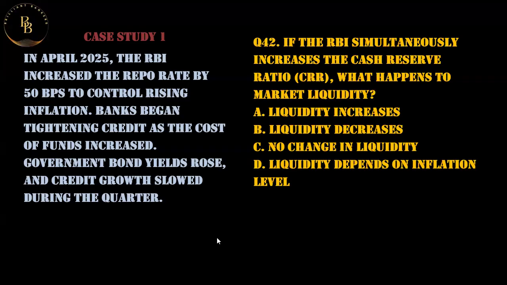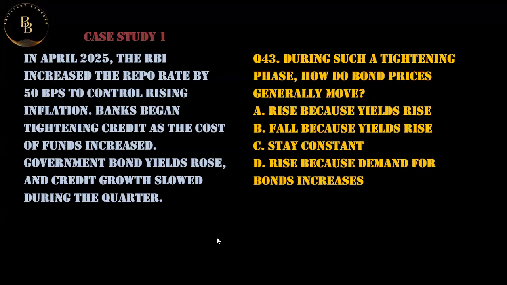And again, if the CRR is also increased, the liquidity decreases. Coming to question number 43. During such a tightening phase, how do bond prices generally move?